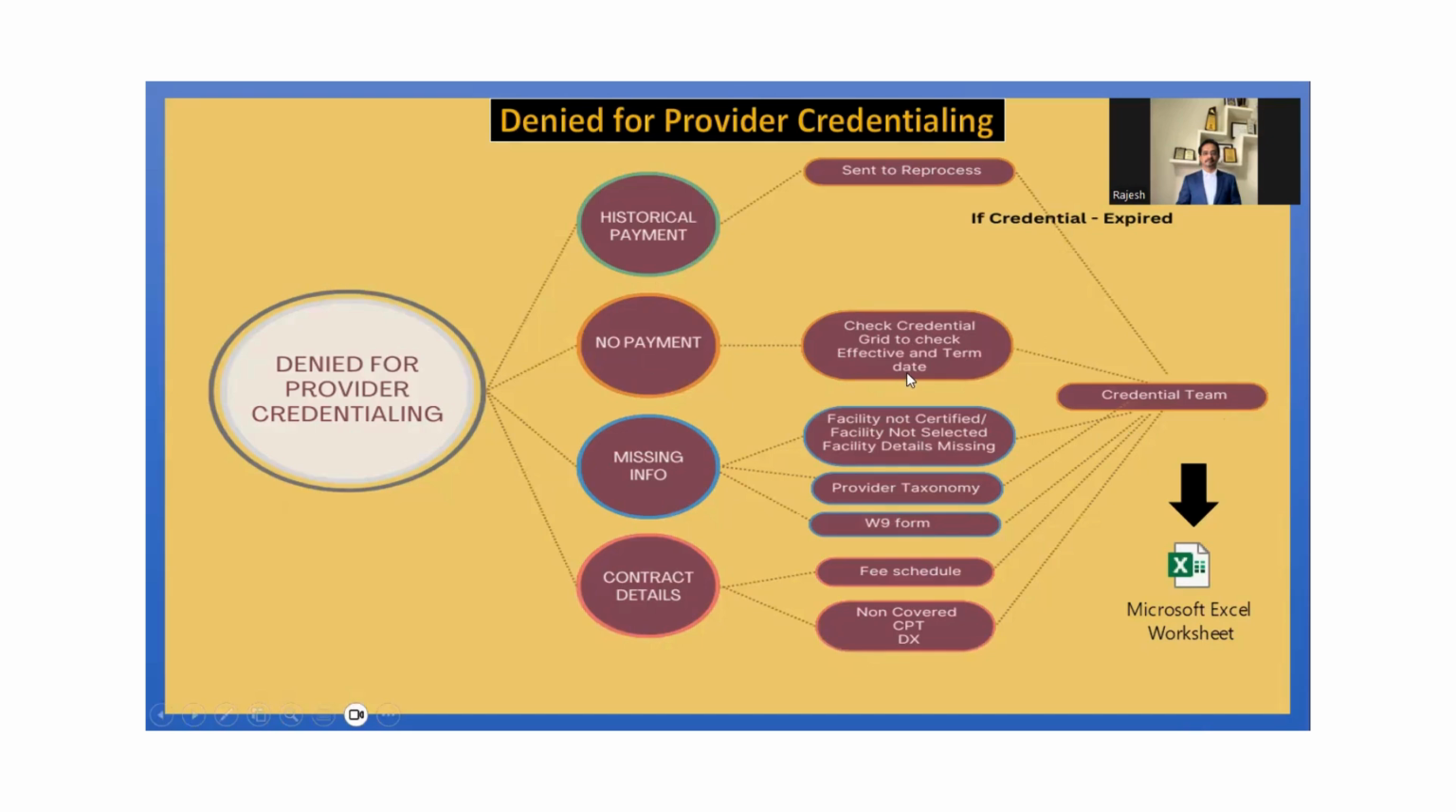Usually the providers will maintain the credentialing grid. You go back to the credentialing grid and check the effective and term date. Based on that, you take a call: either you go back for reprocessing or you send it back to the credentialing team.